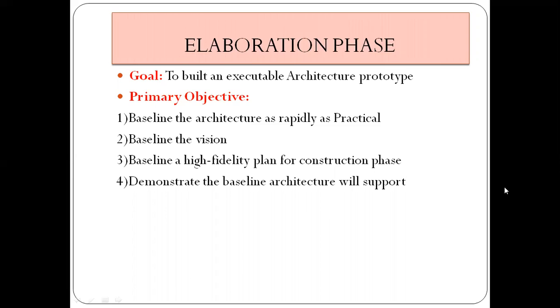The first objective is that we have to baseline the architecture as rapidly as practical. In this objective we establish a configuration-managed snapshot in which all changes are rationalized, tracked and maintained. Coming to the second primary objective, we have to baseline the vision. What is the main goal of my project? What is the need? Why am I developing that particular project? So we have to baseline the vision of our project.